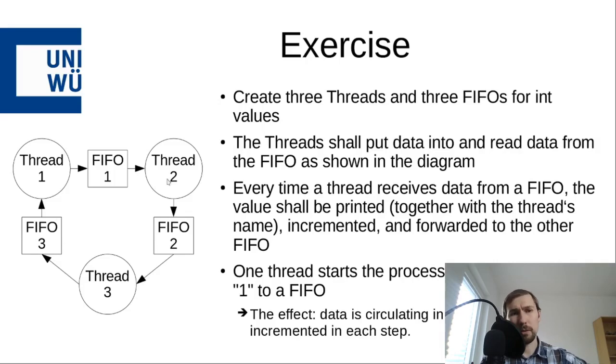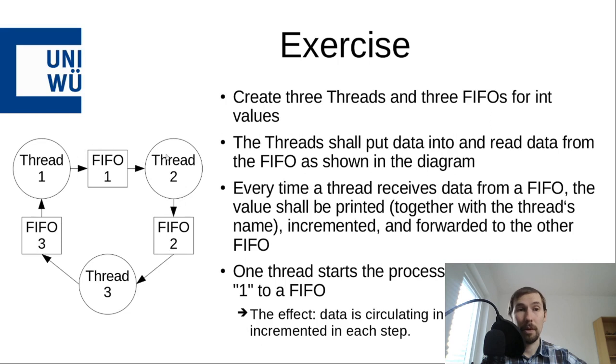Each time a thread reads new data from a FIFO, it shall print the value that it has received. So it's an integer value together with the thread's name. It shall increment the value by 1 and forward the value to the other FIFO. That means the second thread reads a value from the first FIFO, prints it, increments it, and puts the incremented value to the second FIFO, and so on.